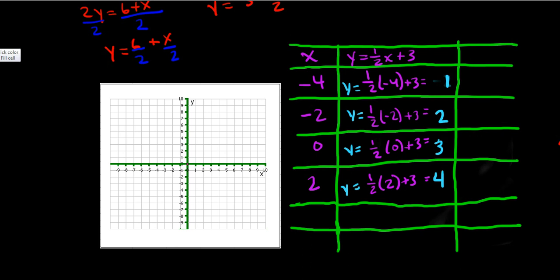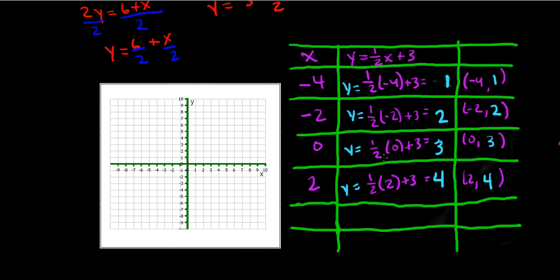Now we can create ordered pairs in the right column using both our x and y values. So we have negative 4, 1. We have negative 2, 2. We've got 0, 3. And we have 2, 4, sorry. We can now graph these ordered pairs on the coordinate grid.